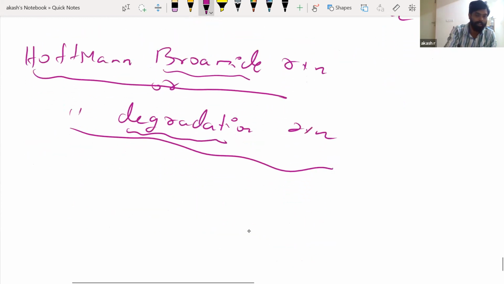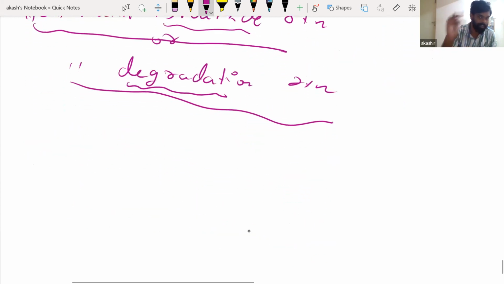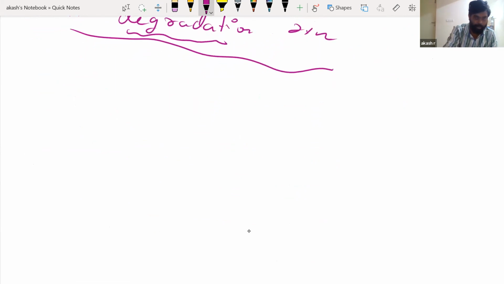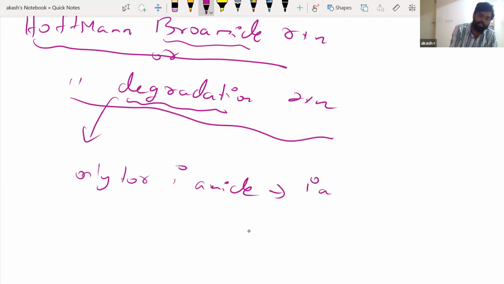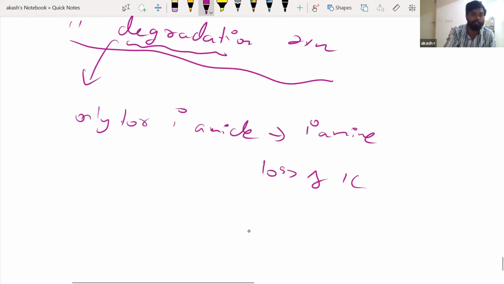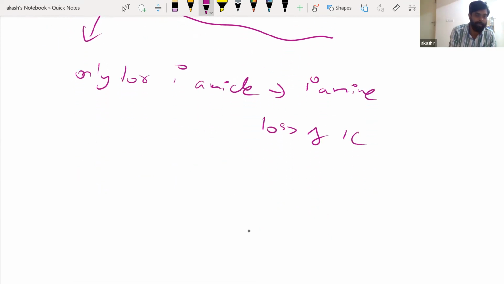Now what happens here? One more thing is this particular reaction will be used only for primary amides, that is, a primary amide to a primary amine. You can do this with loss of one carbon atom, but not for secondary, not for tertiary. Fine. So now let us see what exactly happens.